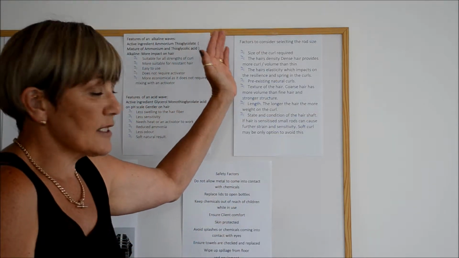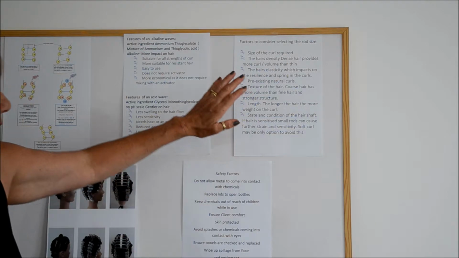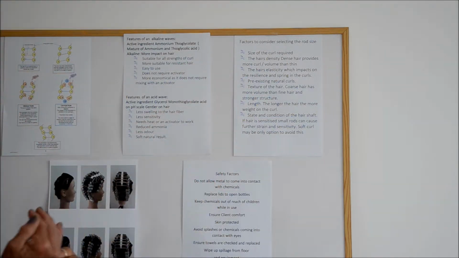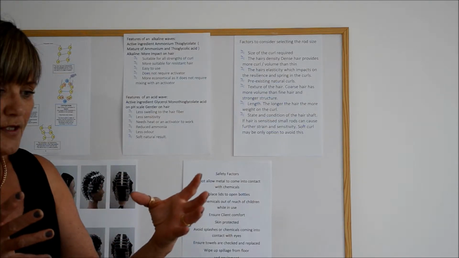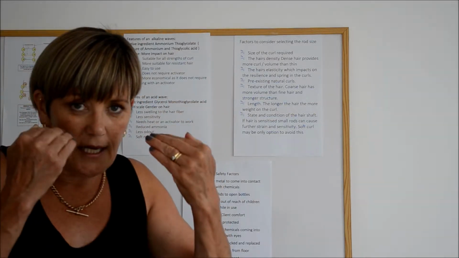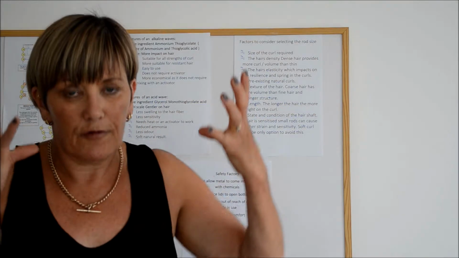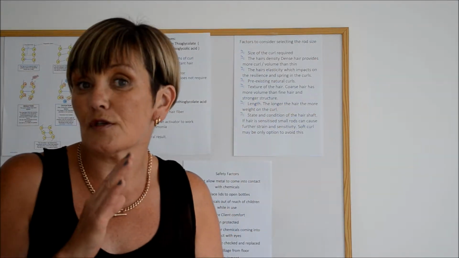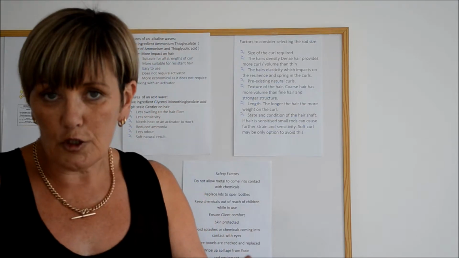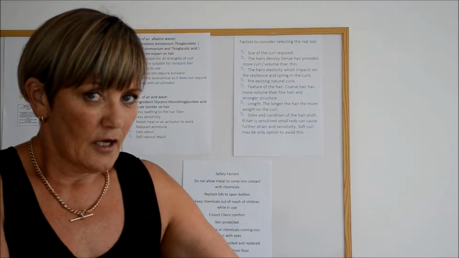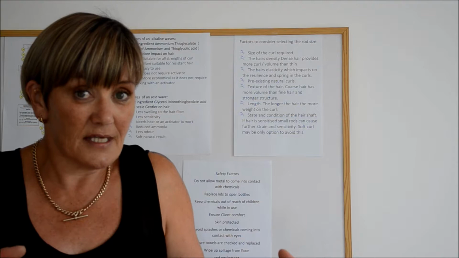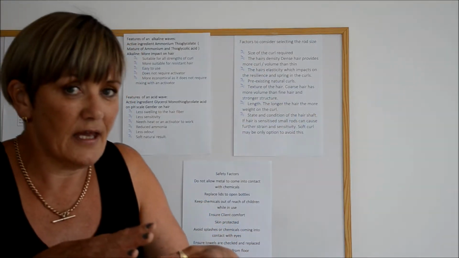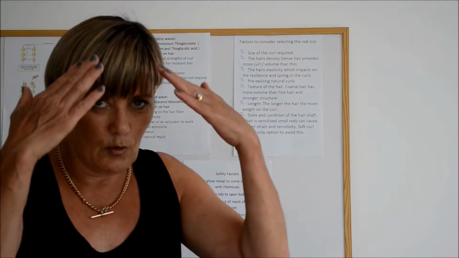So the factors to consider when selecting your rods are the size of the curl that you require, and the hair's density, because with a thicker head of hair, the hair lies away from the scalp, so you're going to have to take that into consideration when you select your solution to get to your end result. The density itself is going to have an impact on the volume, whereas a thinner head of hair has less density and will lie closer.